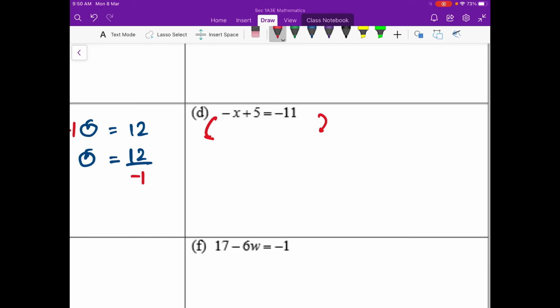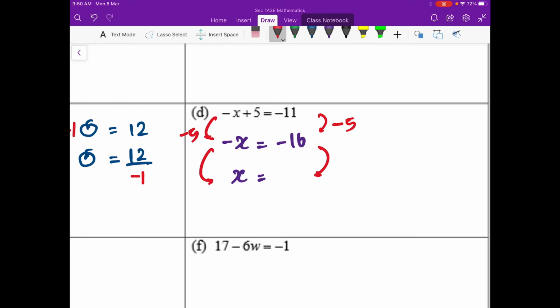Okay, so we minus 5 on both sides, right? Minus 5. So in another color, negative x equals negative 11 minus 5. That is negative 16. Also, what is x equal to? If negative x is negative 16, what must x be? What did you do on both sides?